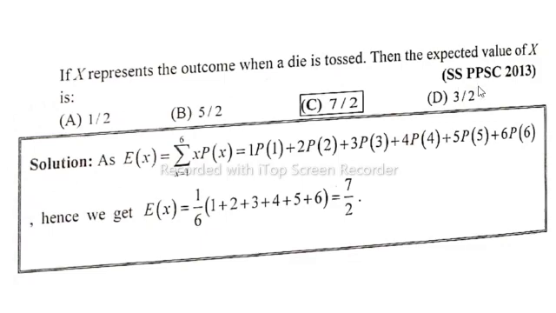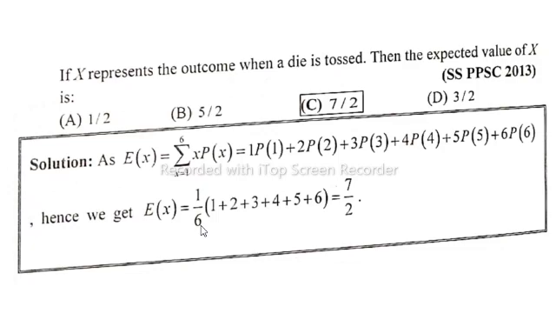In this lecture, I will solve the SPSC 2013 MCQ, that is, if X represents the outcome when a dice is tossed, then the expected value of X is? Solution: E(X) is equal to the summation of X from 1 to 6 of X times P(X). The dice has 6 sides, so X is equal to 1, 2, 3, 4, 5, 6, that is 1 P(1) plus 2 P(2) plus 3 P(3) plus 4 P(4) plus 5 P(5) plus 6 P(6). So hence we get E(X) is equal to 1 divided by 6.